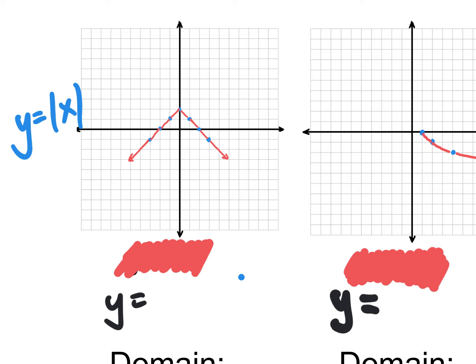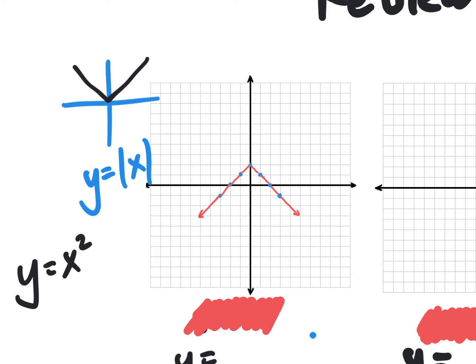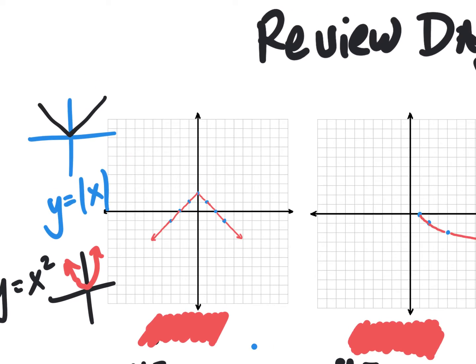If you don't have that one memorized, if I were you right now, I would make a little sketch of the basic ones. Here's what the absolute value looks like. Okay, here's what the squared looks like. And last but not least, the square root graph. Y equals square root of x. That one kind of looks like that. Has a little bit of a curve to it.